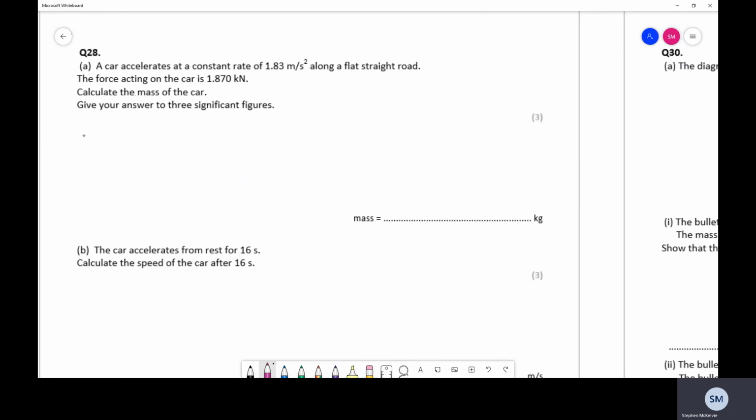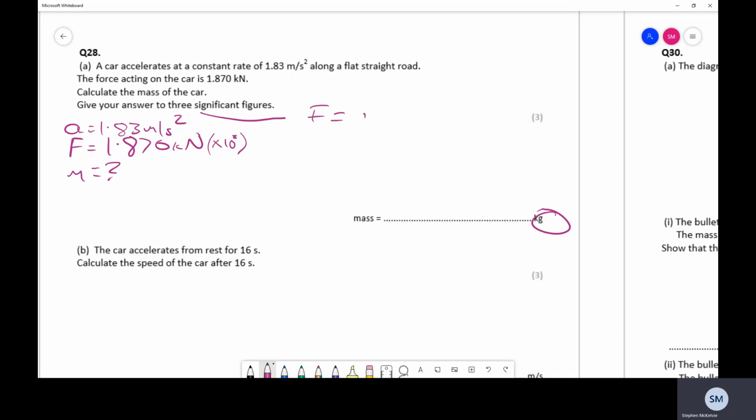A car accelerates at a constant rate of 1.83 meters per second squared along a flat straight road. The force acting on the car is 1.870 kilonewtons. Calculate the mass of the car. Give your answer to 3 significant figures, in kg. So I've got to bring this back to base units. It's a kilo, so I'm going to multiply that by 10 to the 3, which gives me the actual number that I need.